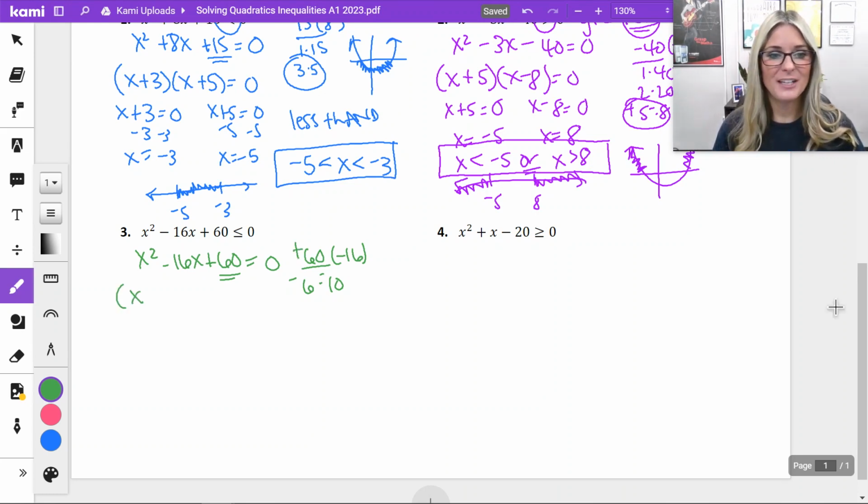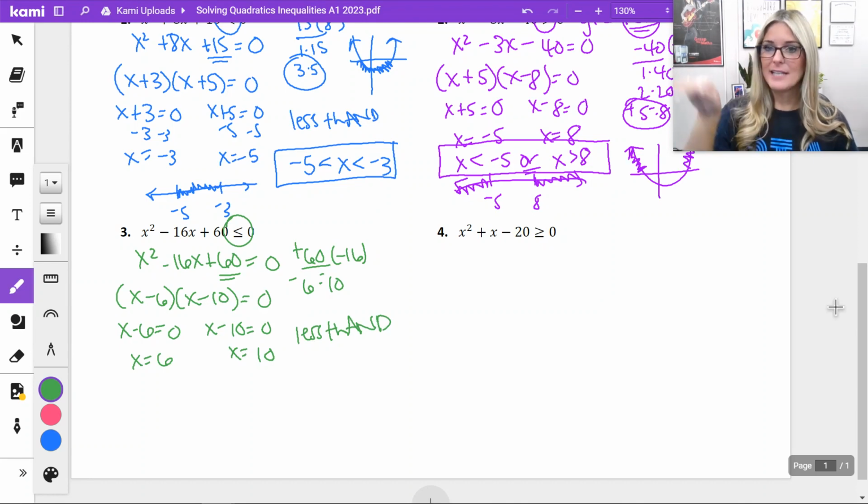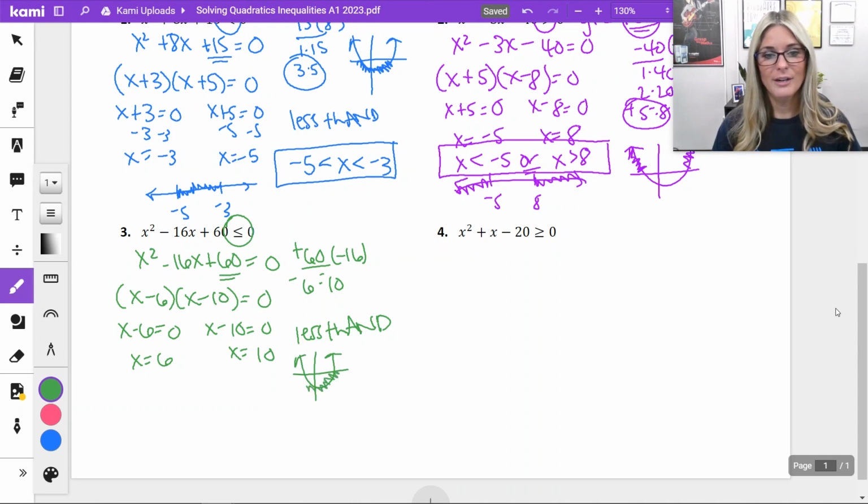So using those values to make my factors, x minus 6, x minus 10 equals 0. Solving each of those, setting them equal to 0. We're going to have x equals positive 6 and x equals positive 10. We had a less than or equal. It's still less than. And we're talking about less than. So where is this going to be below or negative on the y-axis? So just that little segment, we're going to write it as an and compound inequality.